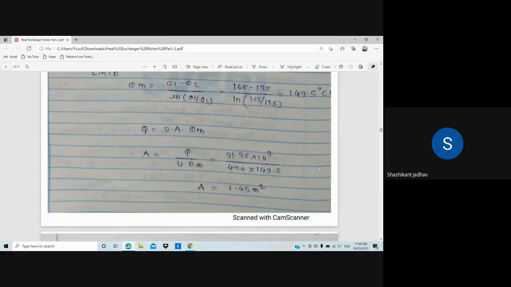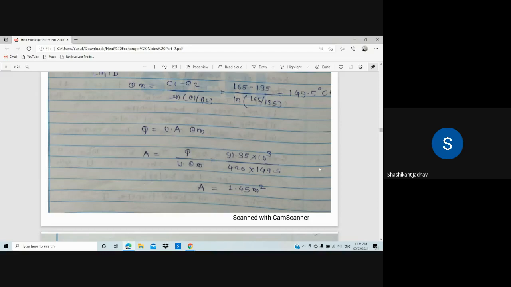So Q is equal to U into A into theta m. So area is equal to Q upon U into theta m. What is the value of Q? Already we have calculated Q is equal to 91.35. That answer is in kilojoule per second, so we have to convert that answer into joule per second. Therefore we have to multiply by 1000. So 91.35 into 10 raised to 3 divided by, what is the value of U? That is given, 420, into theta m, that we have calculated as 149.5. From that we get the value of area.